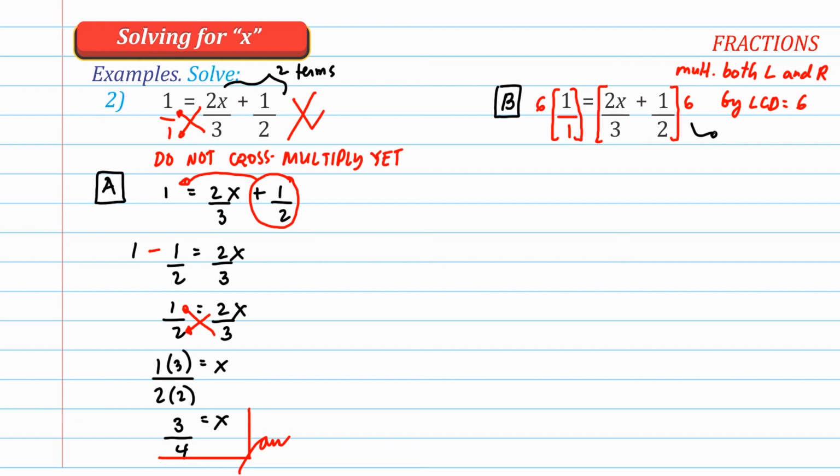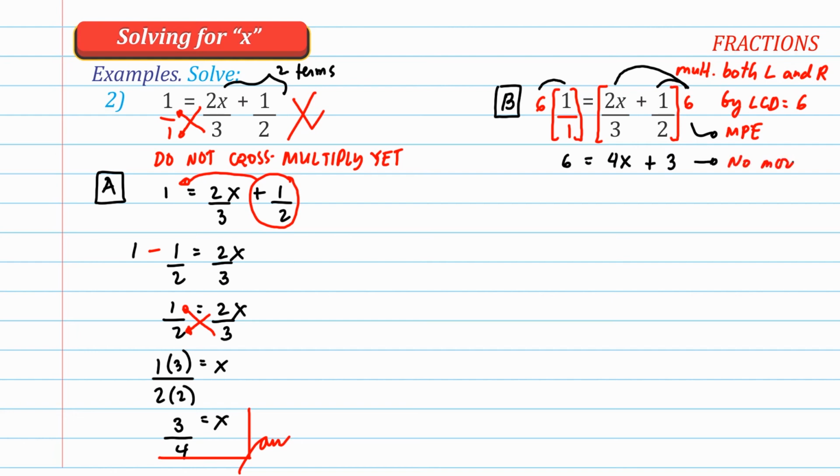You can do this because of the multiplication property of equality, di ba? Whatever you multiply on the left, you also multiply on the right. Although, pag minultiply mo sa left, 6 yan, naku, medyo mas challenging ng konti ito. You should distribute. Kasi multiply sa whole left side. Okay, what is 6 times 2? 12 divided by 3 is 4. So this now becomes 4x. Plus, what is 1/2? 6 divided by 2 na lang. It's 3.